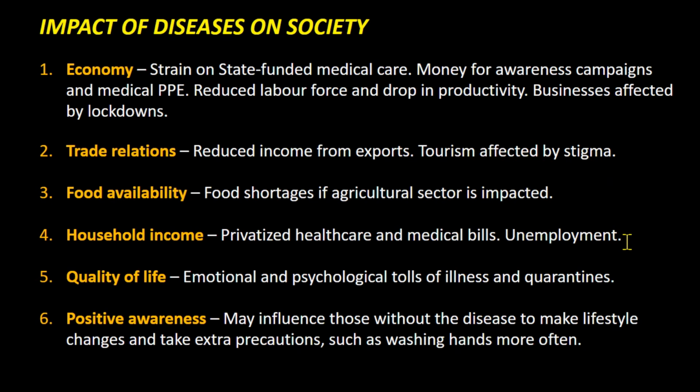You could also have unemployment if the breadwinner of the family is affected by a disease. The quality of life, which represents the emotional and psychological tolls of the illness and quarantines. And 6. Positive awareness. So sometimes when there's a lot of disease in society, this may influence certain individuals in society without the disease to make lifestyle changes and take extra precautions, such as washing hands more often or using protection when having sex. This is why the number of HIV cases would have dropped over time.